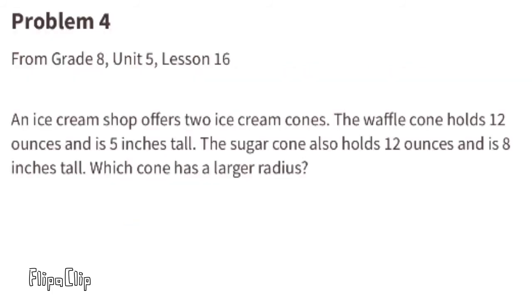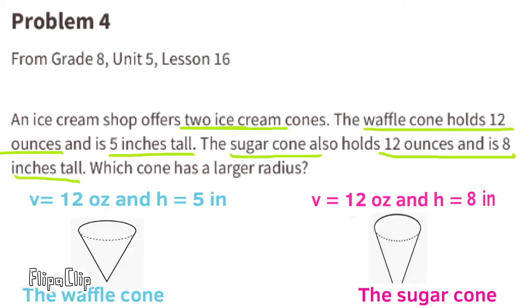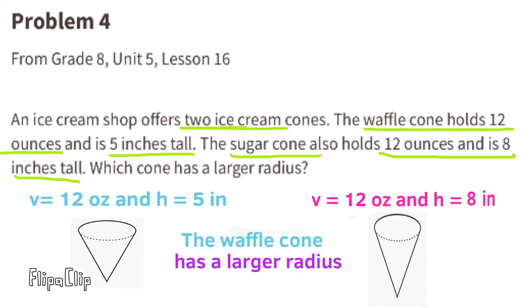Problem number 4 from 8th grade, Unit 5, Lesson 16. An ice cream shop offers 2 ice cream cones. The waffle cone holds 12 ounces and is 5 inches tall. The sugar cone also holds 12 ounces and is 8 inches tall. Which cone has a larger radius? The volume for both cones is 12 ounces. Since they both hold the same amount of ice cream, or have the same volume, the shorter cone will have the larger radius. The taller cone will have the smaller radius. So the waffle cone has a larger radius.